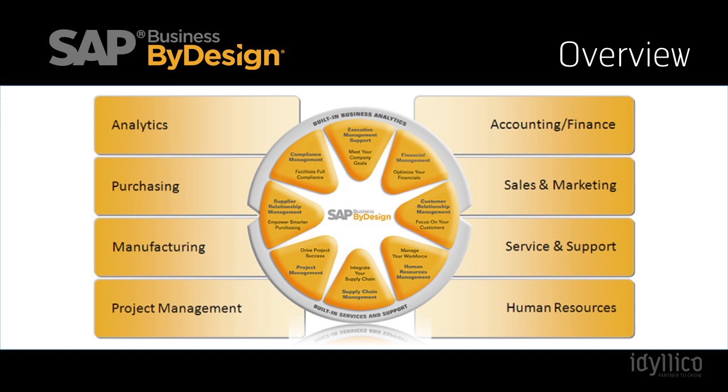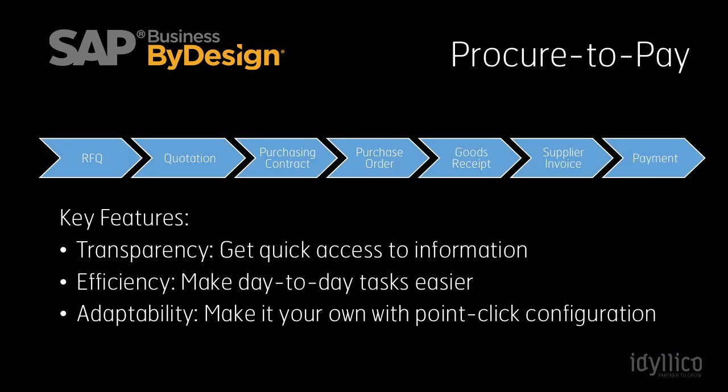Today, we are going to take a look at the Business ByDesign demo. In this session, we'll look at a simple procure-to-pay process flow where an employee creates an RFQ from an existing item catalog, creates a quote, sends it to the bidder, the winning quote results in a purchasing contract, then he creates a purchase order, a goods receipt, an invoice, and finally the payment.